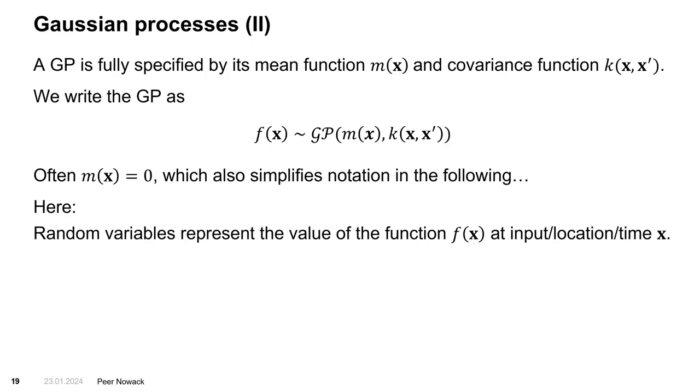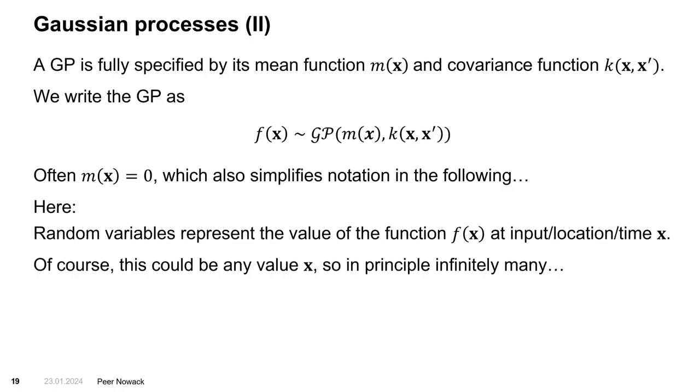The input variables could here be different points in time. They could be whatever you have as predictors, right? But okay, the random variables are actually the value of the function at these input locations. Very important, right? It's the distribution over the functions.